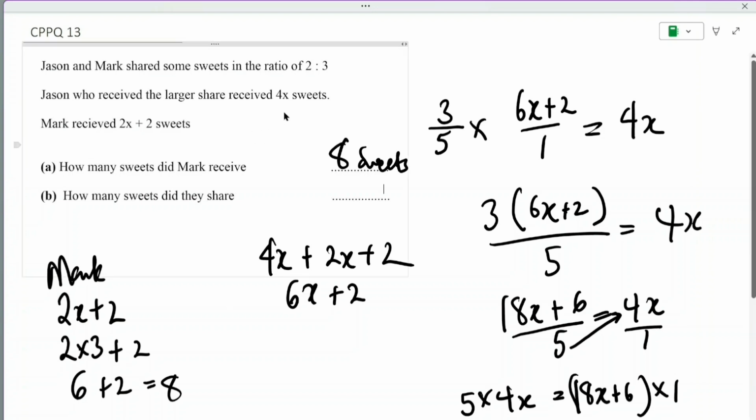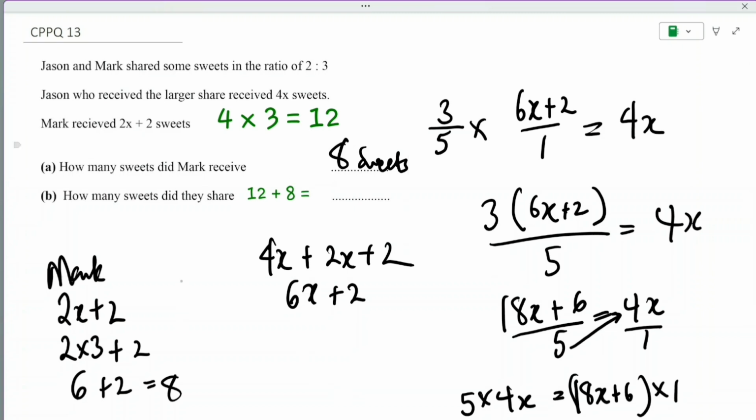We know Jason received 4x sweets. So using x as 3, we have 4 times 3. We're changing the x to 3. That will give you 12. The result, which is 12, plus the number of sweets Mark received, which is 8, would give you the total number of sweets they shared, which is 20 sweets.